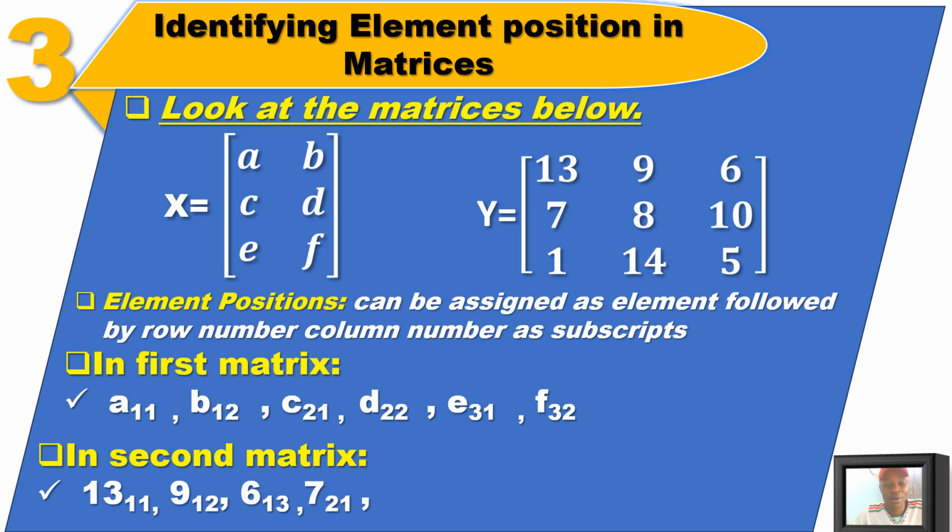In the second matrix, we have the elements. Element 13 is in row 1, column 1. Element 9 is in row 1, column 2. Element 6 is in row 1, column 3. That's how they are presented.